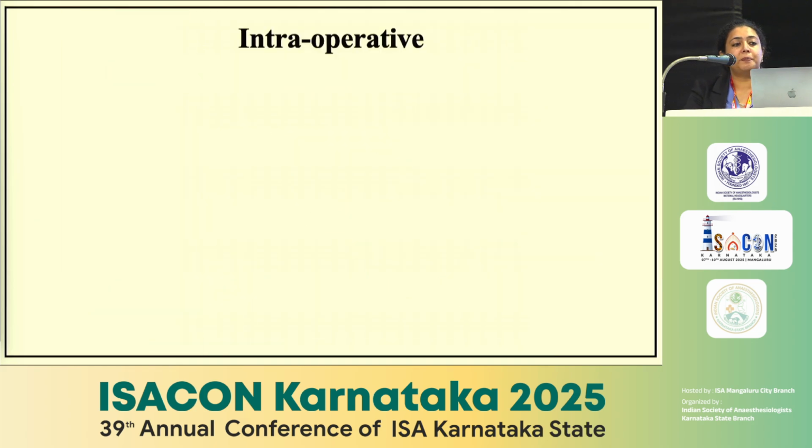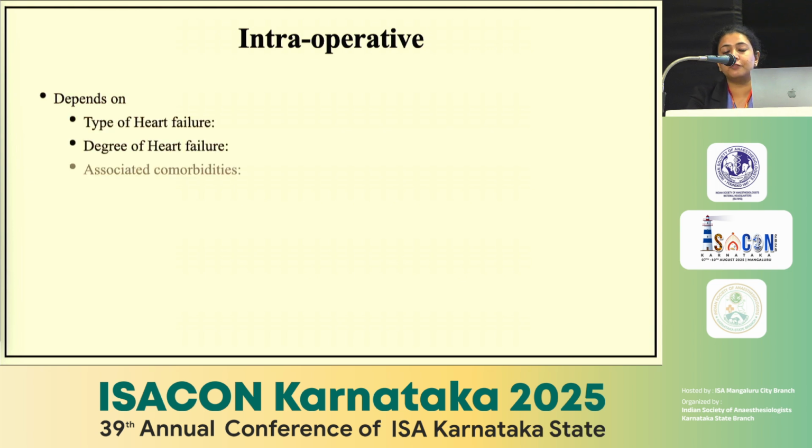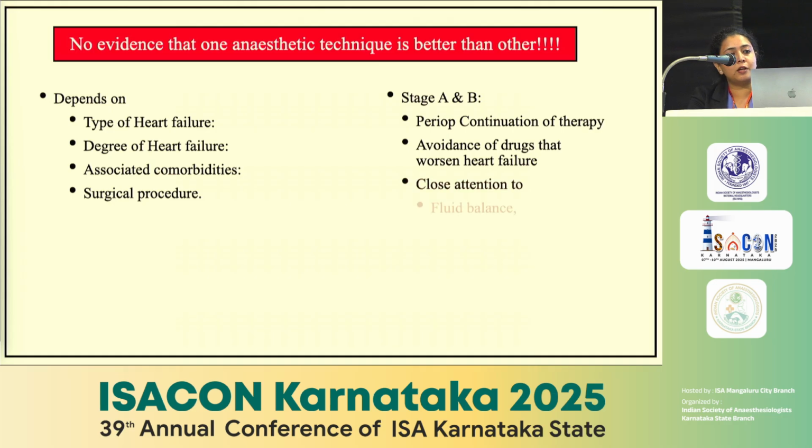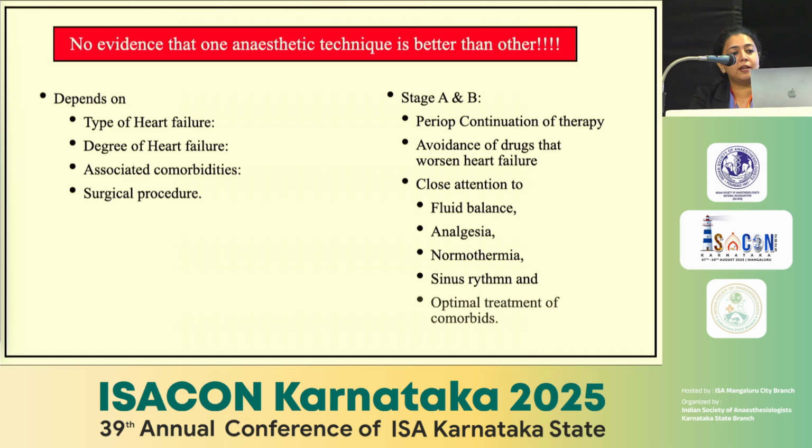Anesthesia management for patients with heart failure basically depends on the type of heart failure, the degree of heart failure, associated comorbidities, and the surgical procedure. There is no strong evidence suggesting that one anesthetic technique is better than the other. For patients with stage A, stage B heart failure, peri-op continuation of therapy, avoidance of drugs that worsen the heart failure, and close attention to fluid balance, analgesia, normothermia, sinus rhythm, and optimal treatment of comorbidities usually suffices.